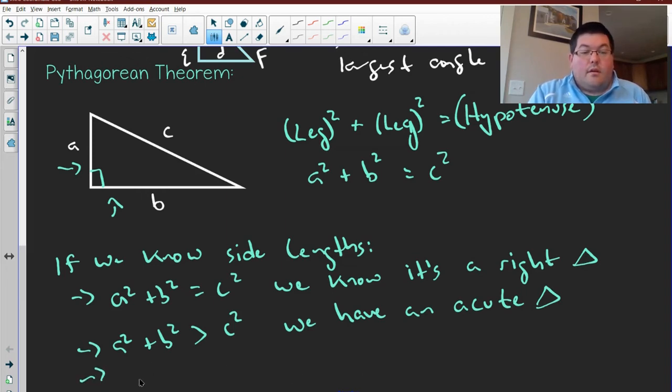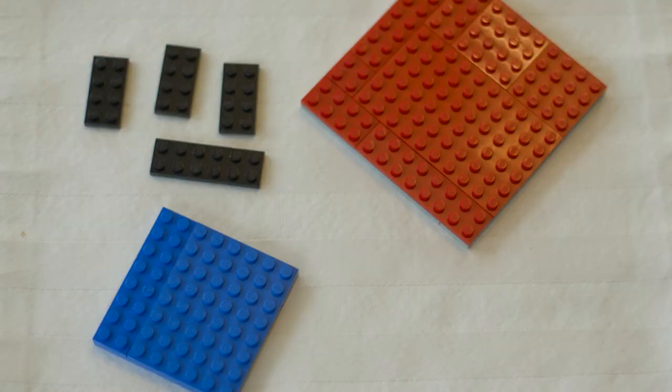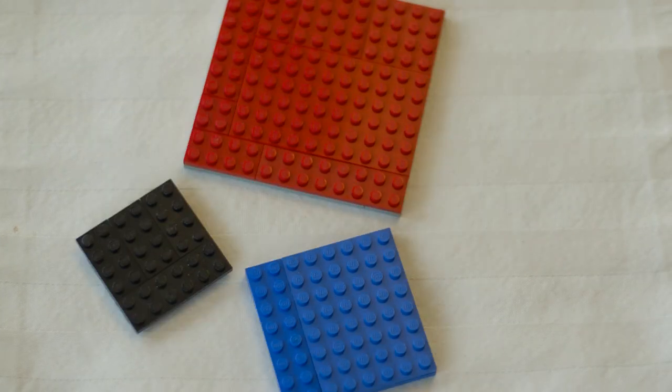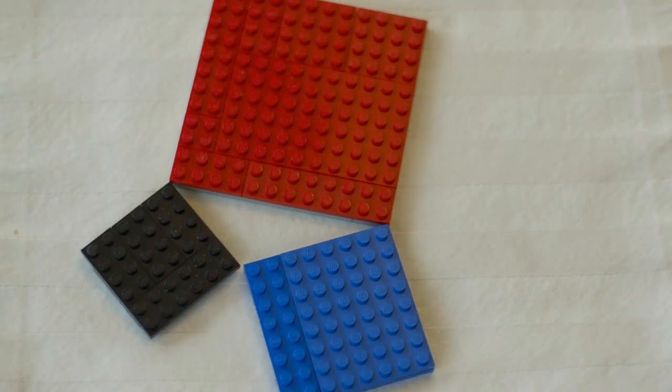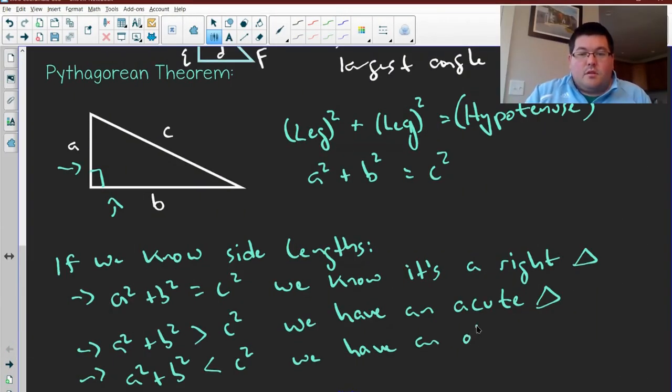And so what would you then suspect would be the case if c squared was bigger than the sum of a squared plus b squared? Well, here's the illustration. Notice that a squared plus b squared is smaller now than c squared. And when we run this, we can see, in fact, that we have an obtuse triangle.